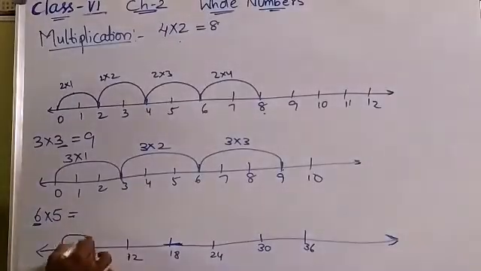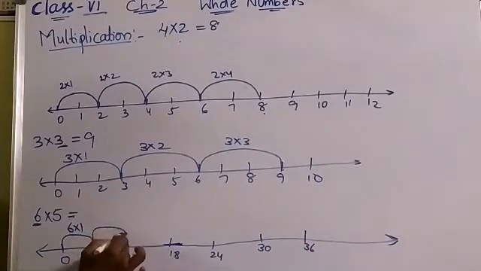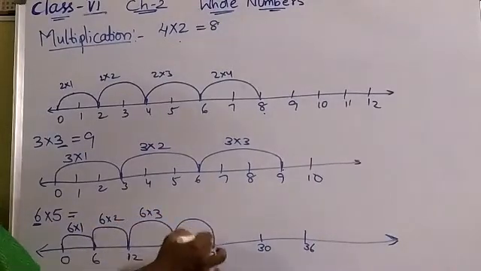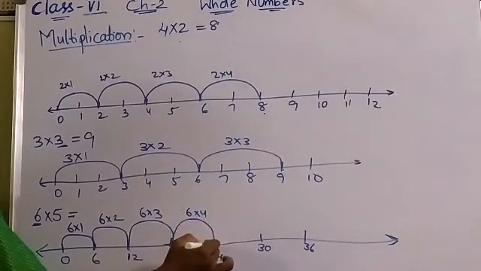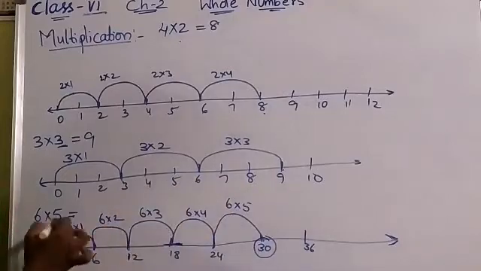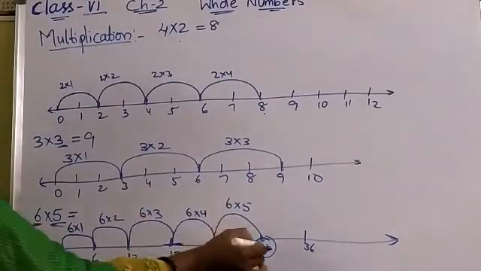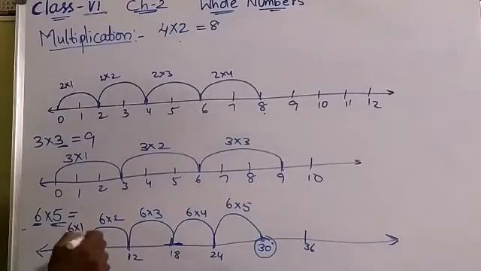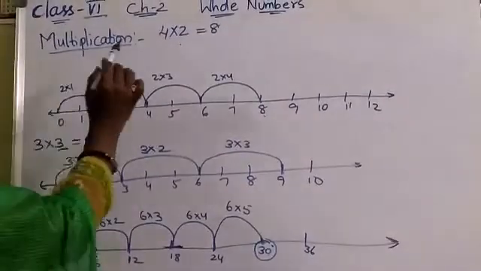Now 0 to 6, this is what? 6 1s are 6. Next, 6 2s are 12. 6 3s are 18. 6 into 4, 6 4s are 24. 6 into 5, 30. Here how many jumps did you get? 5 jumps. Similarly, you can write 5 into 6 also, by taking the 5 table on the number line. Then you will get 6 jumps. Is that clear? Multiplication of whole numbers on the number line.